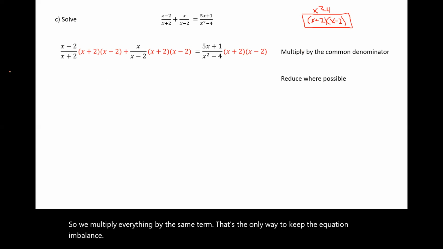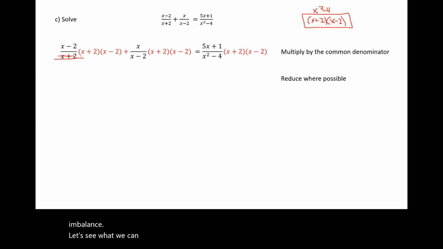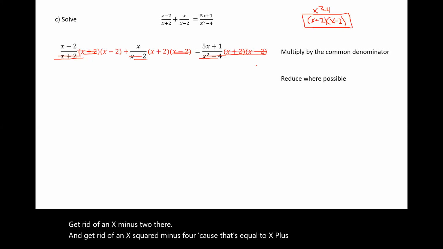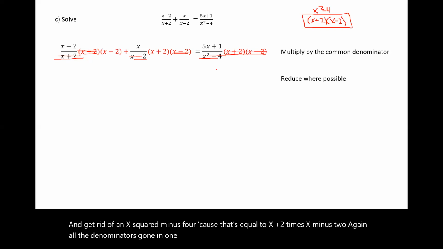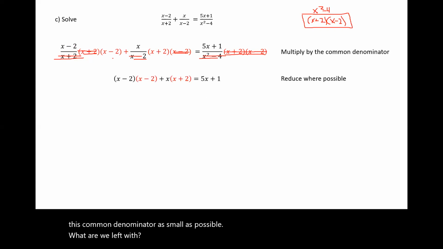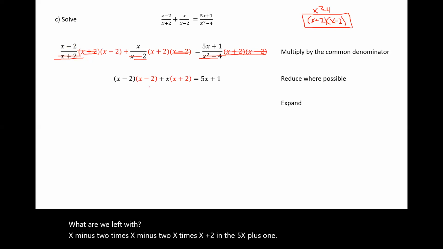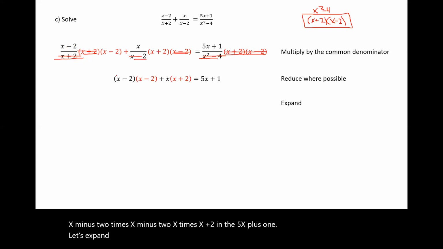Okay, let's see what we can reduce. I can get rid of an x plus 2 here, get rid of an x minus 2 there, and get rid of an x squared minus 4, because that's equal to x plus 2 times x minus 2. Again, all the denominators gone in one step, and no unnecessary multiplication because you keep this common denominator as small as possible. What are we left with? x minus 2 times x minus 2, x times x plus 2, and the 5x plus 1. Okay, let's expand this. x minus 2 times x minus 2. Use the box if you have to.